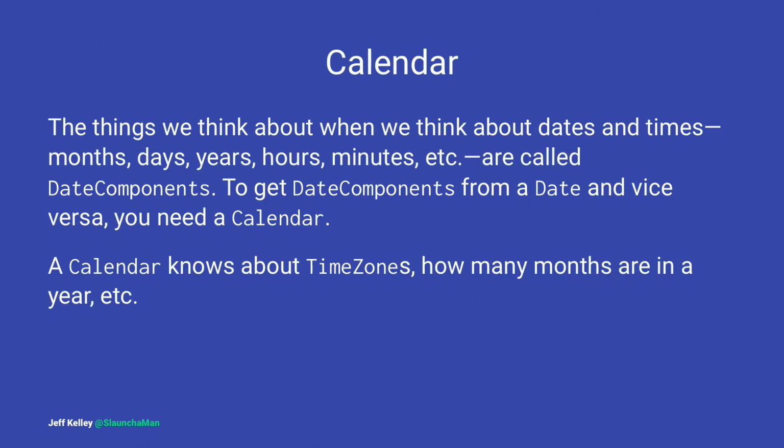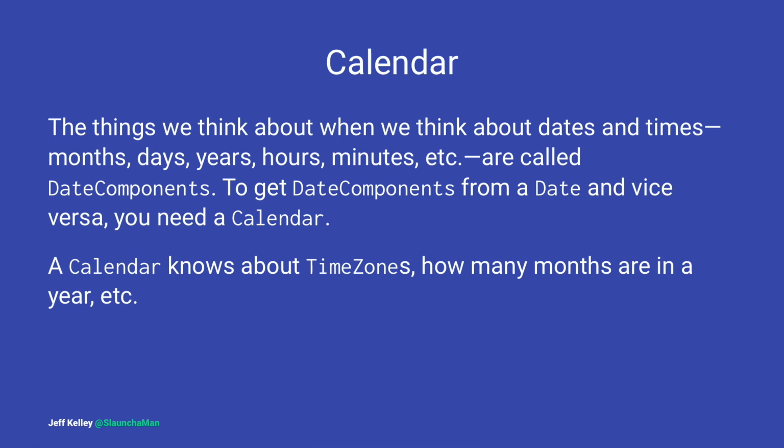A calendar: when we think about a date, you're probably thinking of something like today, August 14th. Well, that's not a date in the Swift sense. It's not a moment in time. It's not a number of seconds. August 14th is a day on the calendar. And so the calendar knows all about how to take a date and turn it into its date components. The date components are things like the month, the day, the year, the hour, the second.